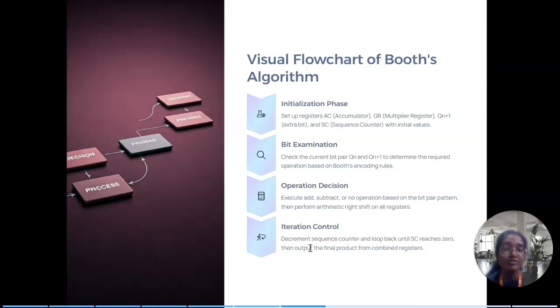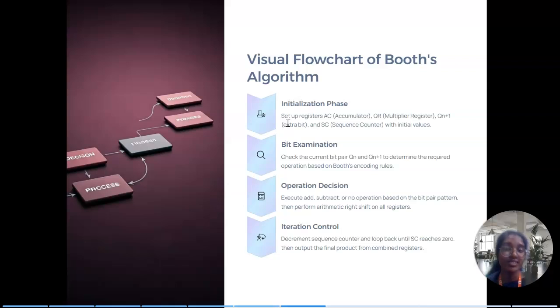Let's see the visual flow chart of Booth's algorithm. First, we have to initialize the phase. Then we have to examine the bits. Then we have to take a decision on operations and control the iterations. First, let's see the first step, the initialization phase. Set up registers AC (accumulator), QR (multiplier register), Qn plus 1 and SC. SC means sequence counter. We have to set these with the initial values.